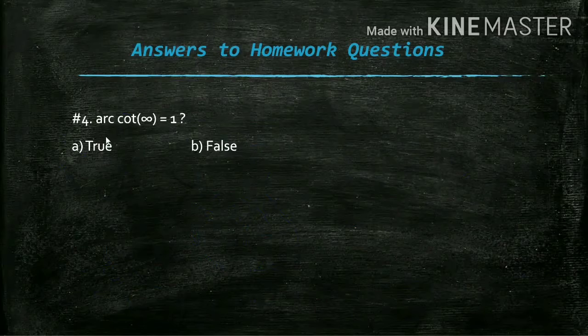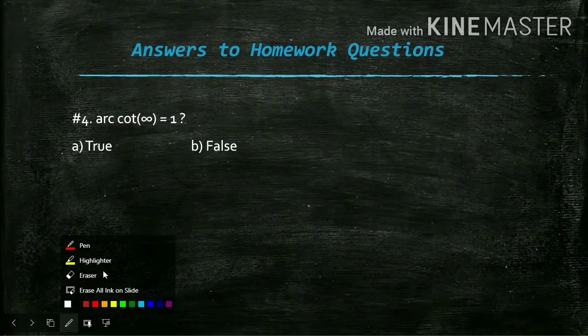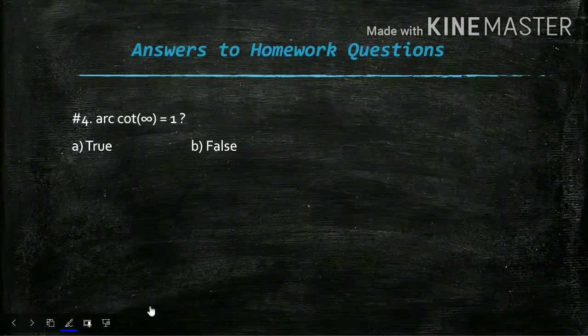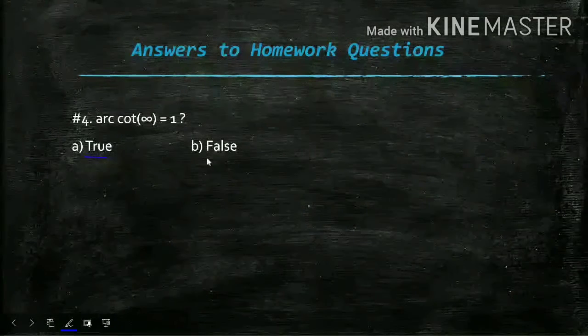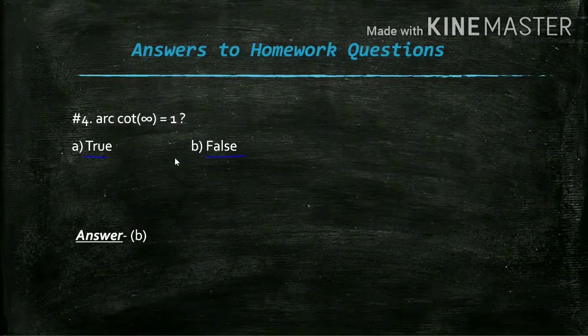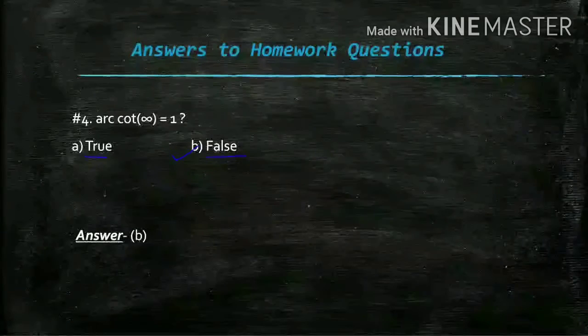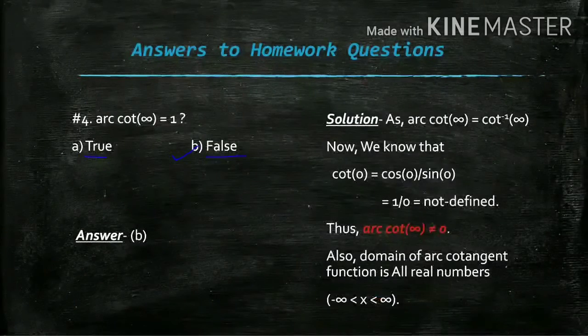Now, when do you find the value of arc cot infinity? And it was asking you as a true and false thing. Which one is correct? So basically, B is correct. It's a false statement. Okay, so there are two things to show this.